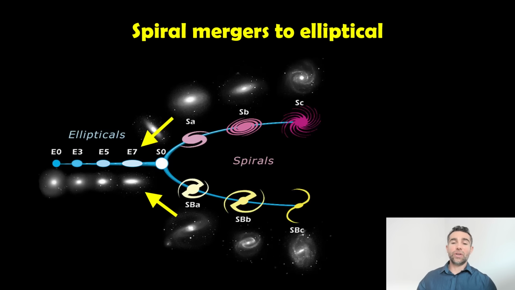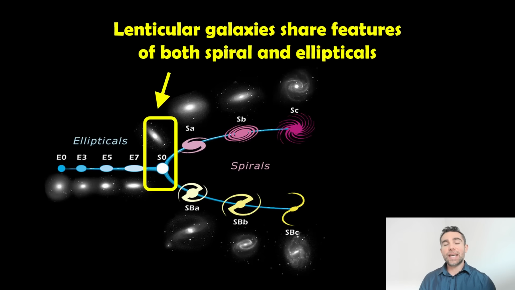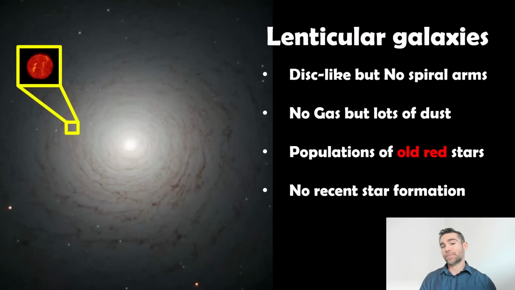So if we go back to the tuning fork diagram, you're going to go from right to left, so through the spirals and then into the ellipticals, but you'll notice that there's a group in between there, S0, which I haven't mentioned yet. So these ones here are your lenticular galaxies, and these share physical properties with both the spirals and the elliptical galaxies. So what do they actually share?